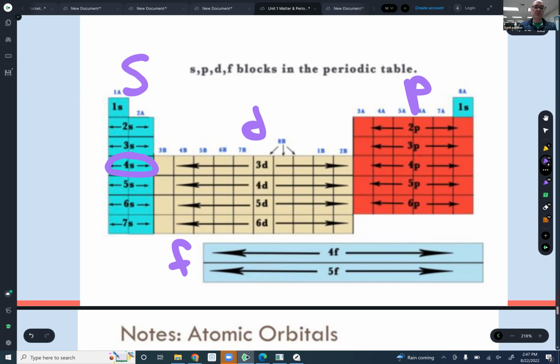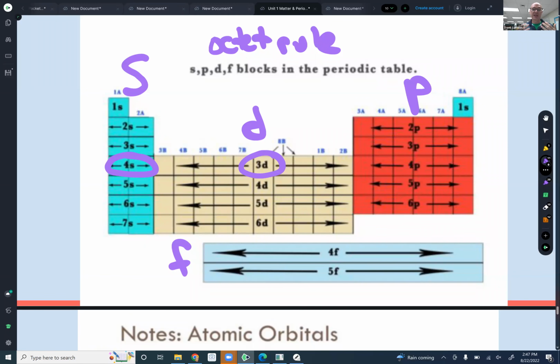Now, one of the things you will notice that is key to fully understanding electron configuration is that you start with the 4s and then you work backwards to fill up the 3d. The reason for this is something called the octet rule. The octet rule says that you can have a maximum of 8 electrons on the outside ring. If you have more than that, you must start filling up the inside. That's the reason why these D's are always going to lag 1 behind. In fact, the F's are going to lag 2 energy levels behind.